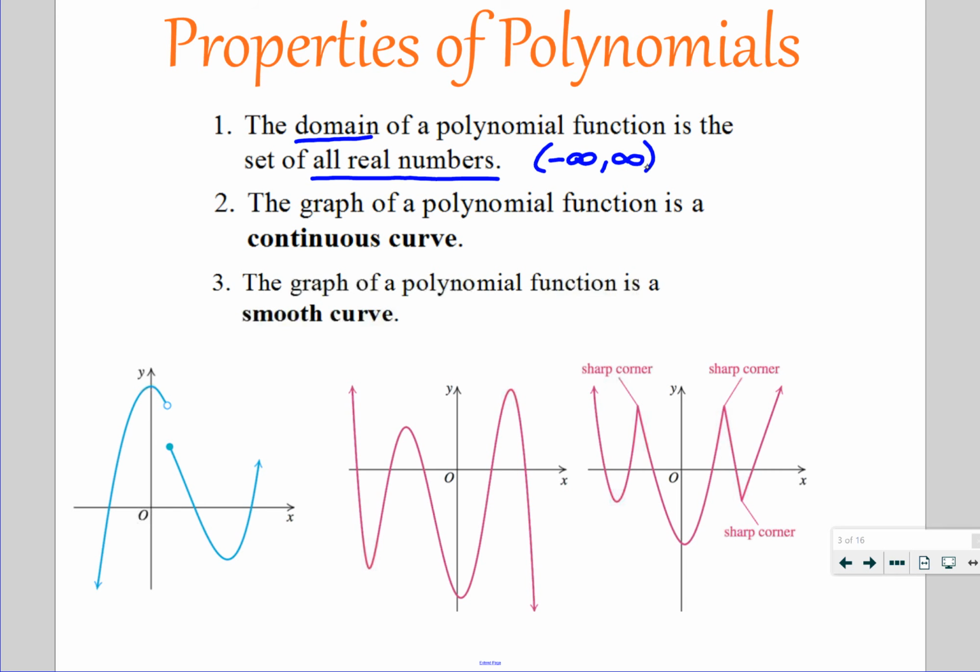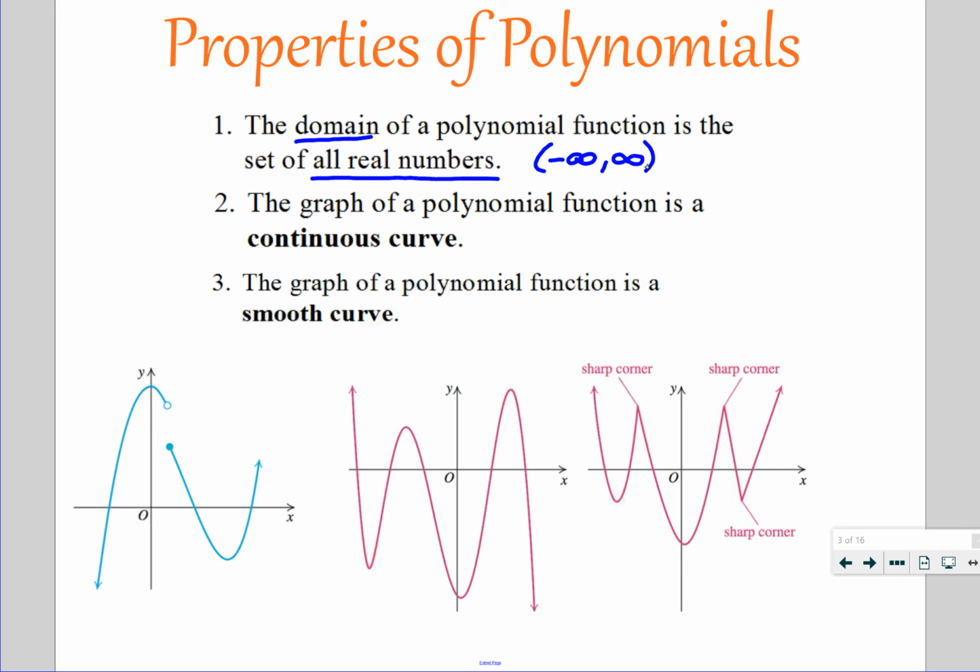So that means if you have any domain restrictions, things that would be a variable in the denominator or a square root, things that we know could cause domain restrictions because we can't have a 0 in the denominator or a negative under the square root, then you know that it is not a polynomial. So we should have no issues with our domain if we're looking at a polynomial.